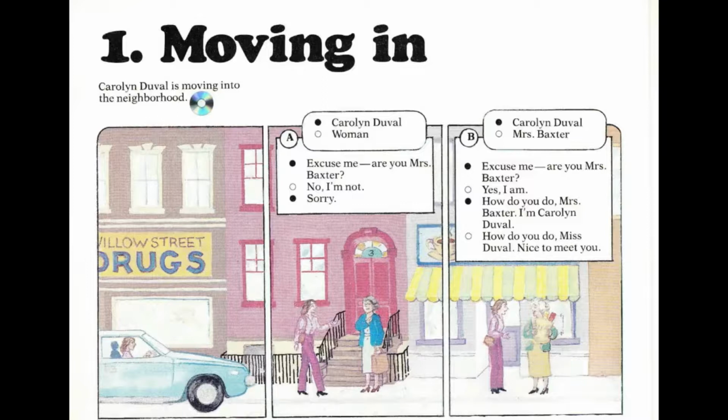She finds Mrs. Baxter and she says, excuse me, are you Mrs. Baxter? Yes, I am. I am Mrs. Baxter. Then she says, how do you do, Mrs. Baxter? How do you do is a special expression. We use it when we meet people for the first time. It's something like nice to meet you. Then, as you can see, Mrs. Baxter also repeats the same expression. Says, how do you do, Miss Duval? Nice to meet you. Of course, Miss is used for the girls, those who are not married yet.